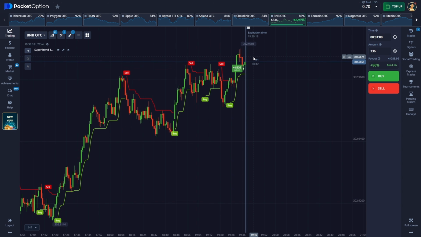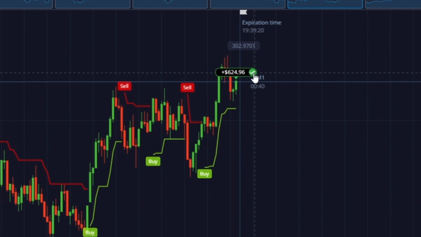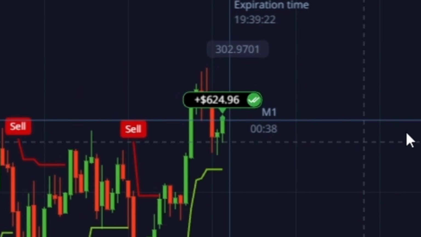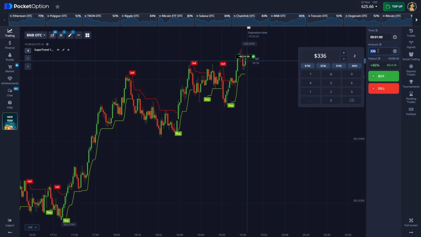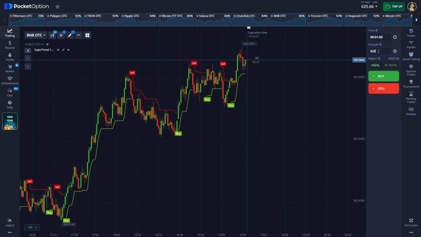The trade is going in our favor right now, and with only a few seconds left, I won my third trade. Now my balance has increased to $625. Let's find a trade for $625.